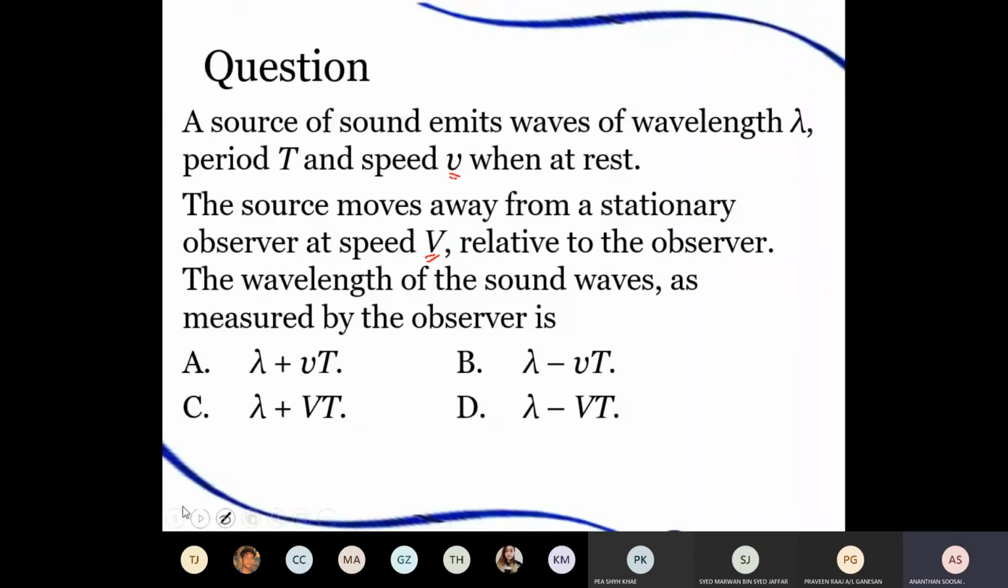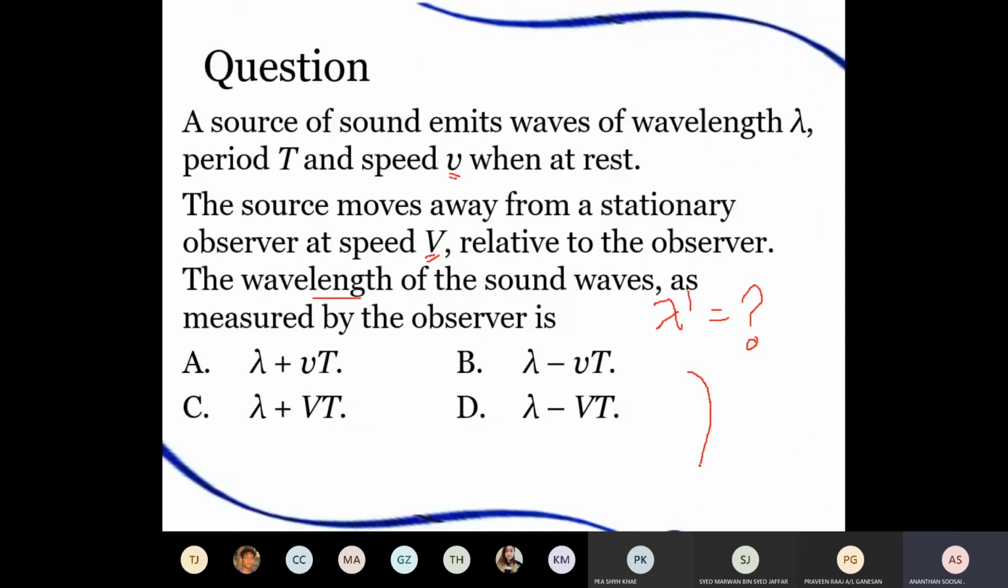The wavelength of the sound waves as measured by the observer is what? What is the wavelength of the sound wave as observed by the observer? The lambda dash, they are asking how much.